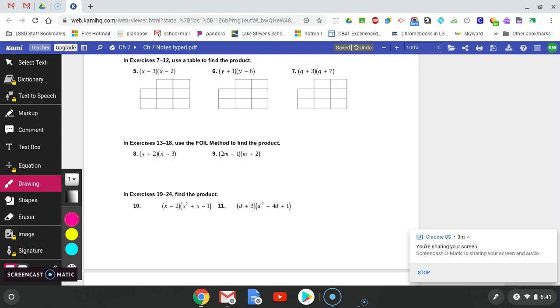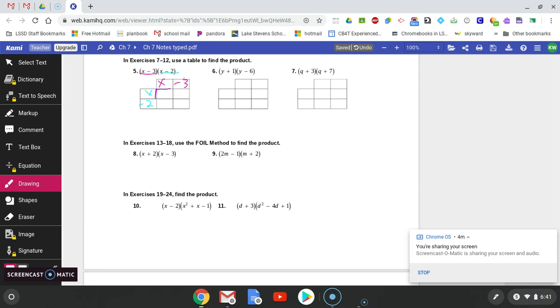So what I'm going to do is take this first term and write one of them here and the second one in this box. Then I'm going to take this term and write one of them here and the second one here in this box. Then I'm going to do my multiplication. So think about your area model. Area says that I'm going to take this side times this side.